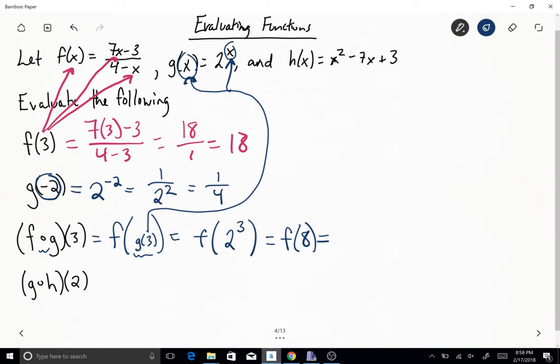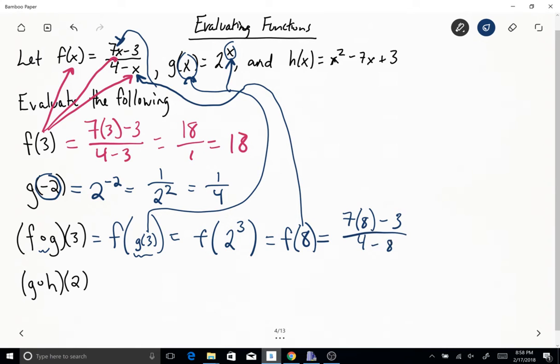So what's f of 8? Now we have to find the f function. Sorry for crossing lines there. I have to plug in for those two x's right there and there. So we have 7 times 8 minus 3 all over 4 minus 8. As a result, what do we get? We get 56 minus 3, which is 53. All that is over negative 4, and you're done there.